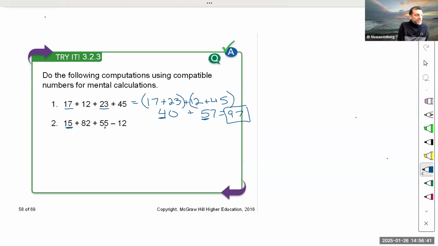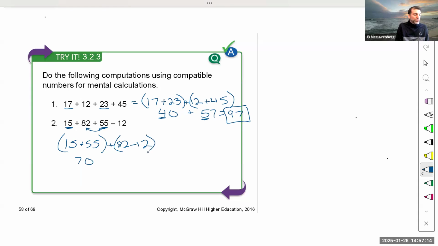Here, what I notice is we have 5s, 15 and 55. Those usually work nicely together. And then I noticed that we have some 2s. So we're going to see what happens there. So I'm going to start by flip-flopping these and say 15 plus 55 plus 82 minus 12. I'm going to group the ones that end in 5s together. 15 plus 55 is 70. Again, 5 and 5 is 10, plus 50 plus 10 is 70.